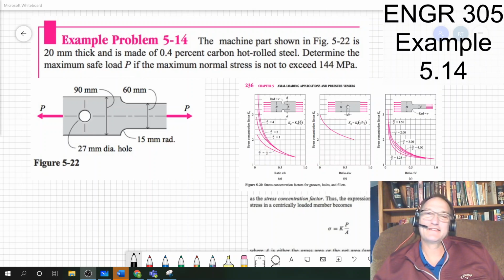Engineering 305, example problem 5.14. Let's get after it. The machine part shown in figure 5.22 is 20 millimeters thick and is made of 0.4% carbon hot rolled steel.